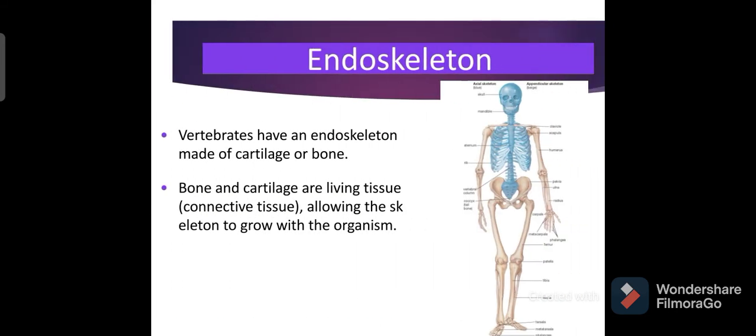And we have endoskeleton. Vertebrates have an endoskeleton made of cartilage or bone. Bone and cartilage are living or connective tissue, allowing the skeleton to grow with the organism.